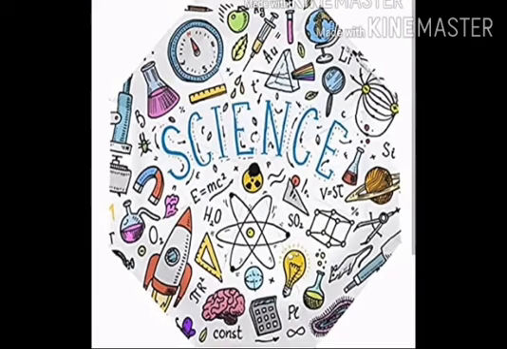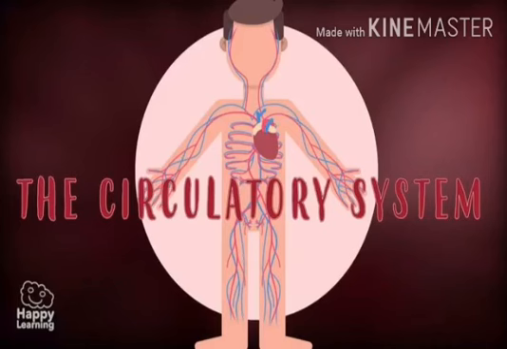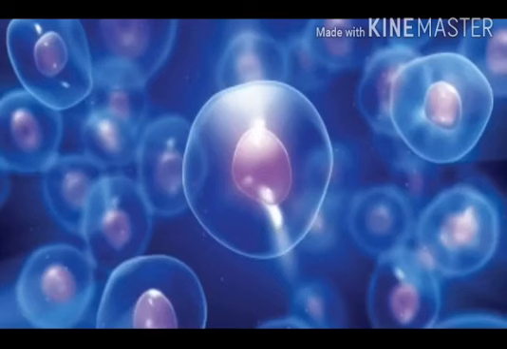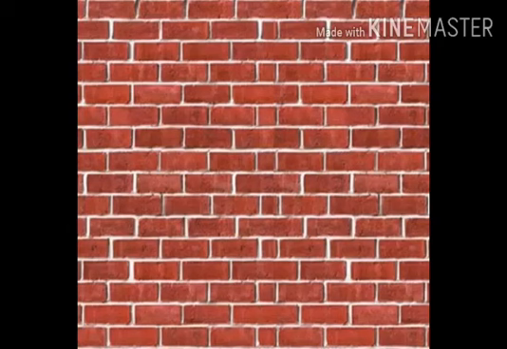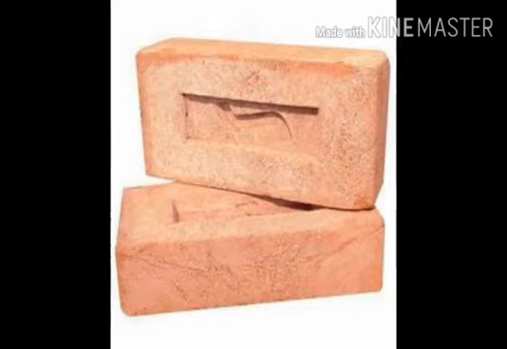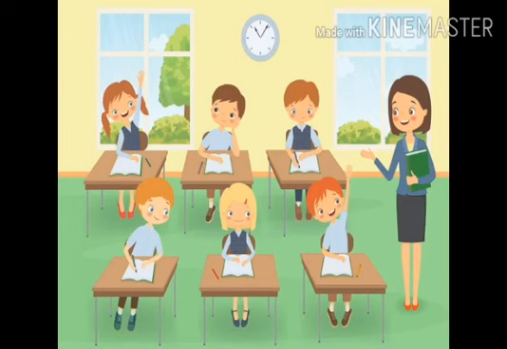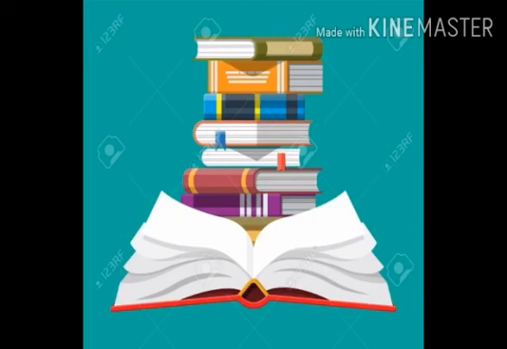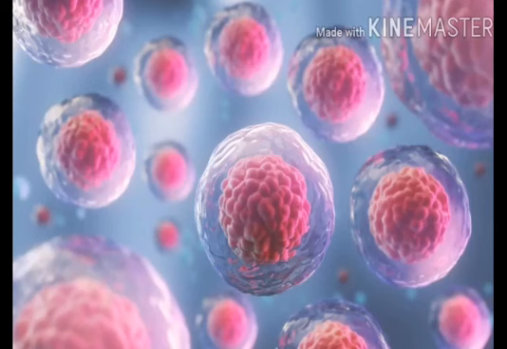Let's start with the first chapter, Human Body, Circulatory System. Every living thing is made up of cells, just as walls are made up of bricks, a class is made up of students, or a book is made up of pages. In the same way, all living things are made up of cells.